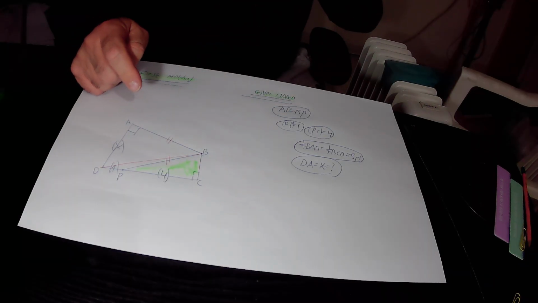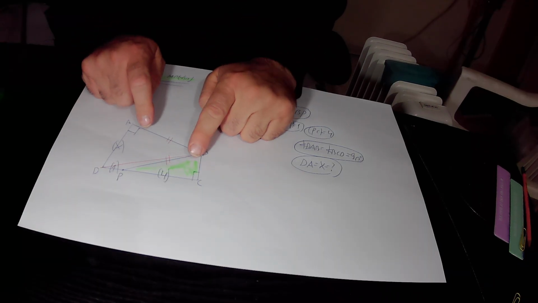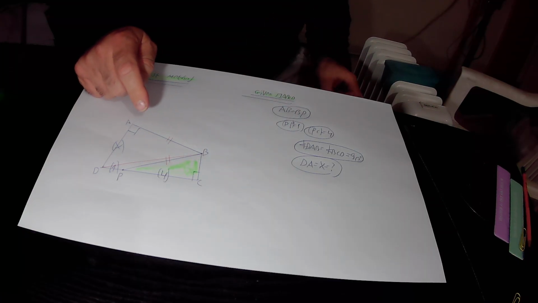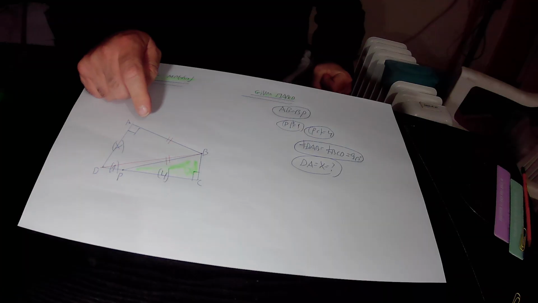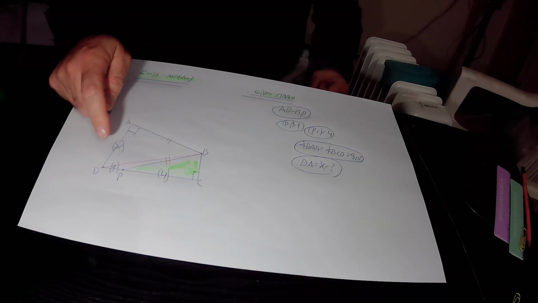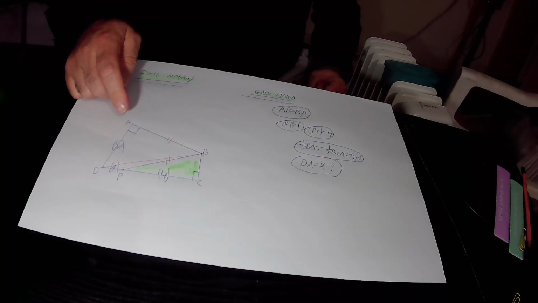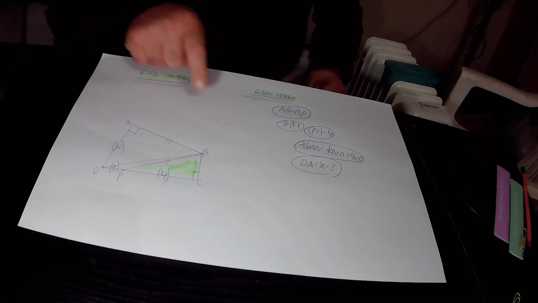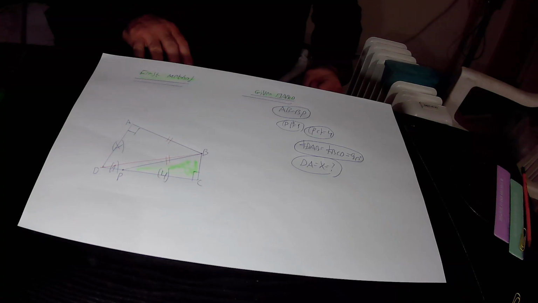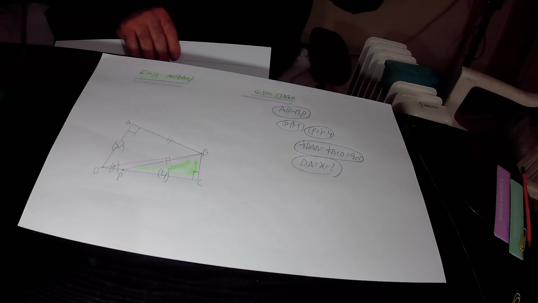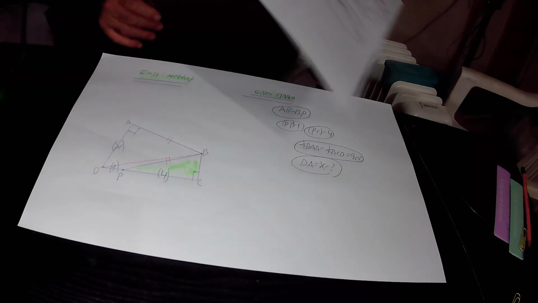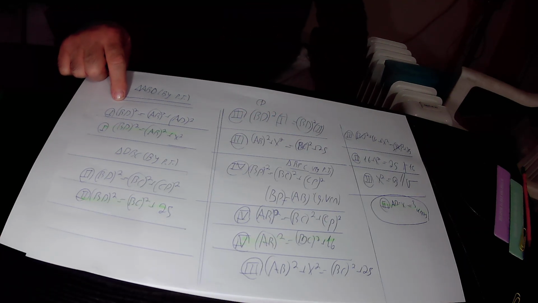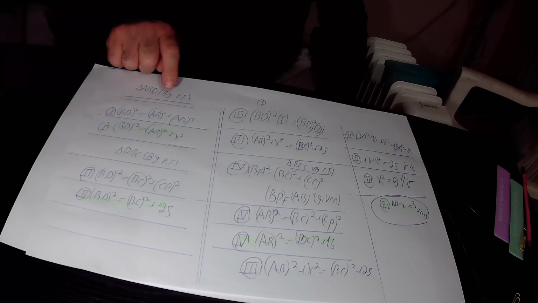In the next step, we implement the Pythagorean theorem on both of these right triangles. According to the Pythagorean theorem, in a right triangle, the square of the hypotenuse equals the sum of the squares of the perpendicular sides. So in this upper right triangle ABD, according to the Pythagorean theorem, BD squared, that is the square of the hypotenuse, equals AB squared plus AD squared.